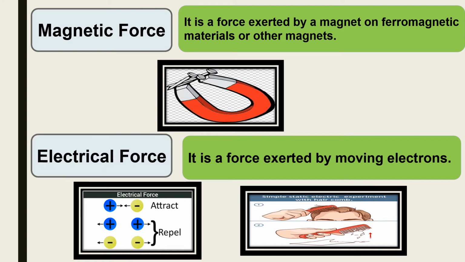And the last one is the electrical force, wherein it is a force exerted by moving electrons. As you can see in the pictures, they attract and repel. Okay. And then this one is the static friction, wherein it's just like an electrical force.